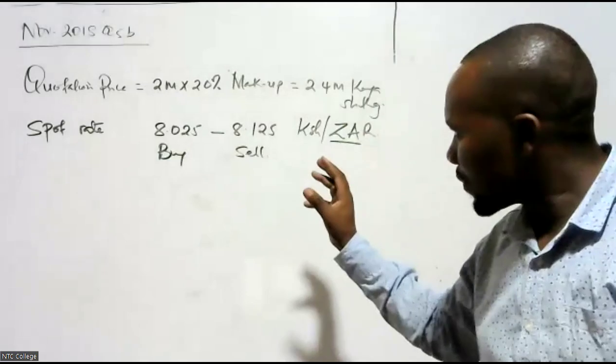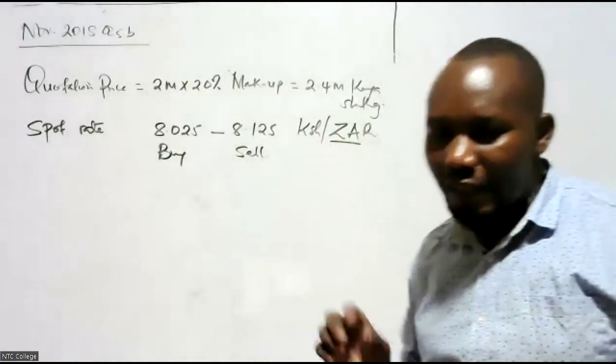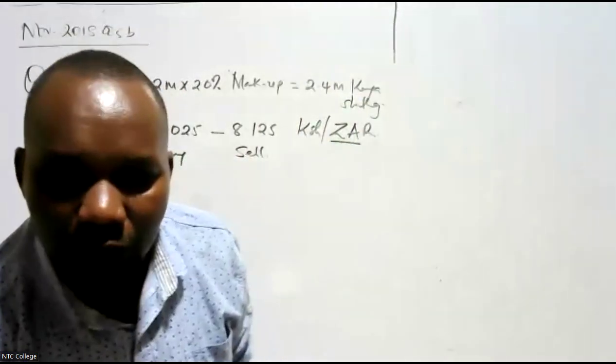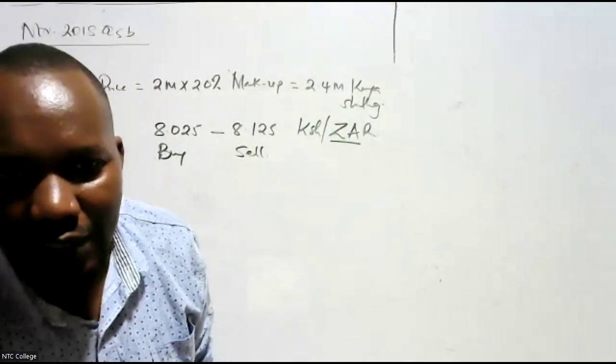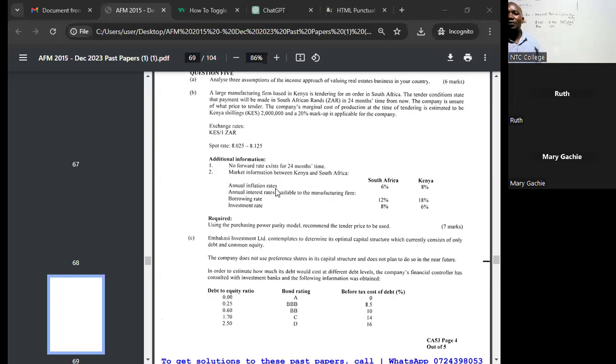We have seen this. The next thing that the examiner is saying is what? Let's see the additional information. No forward rate exists for 24 months. That means that it is up to you to determine the forward rate. It is not given, it is you to do it. The market information between Kenya and South Africa is given as below.